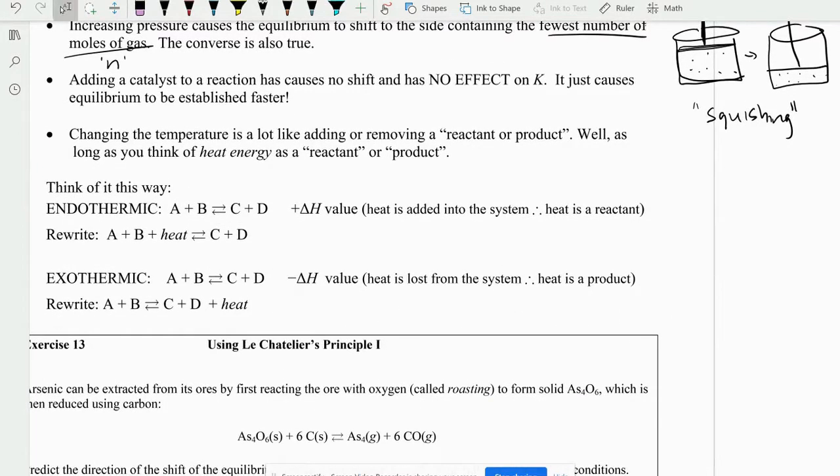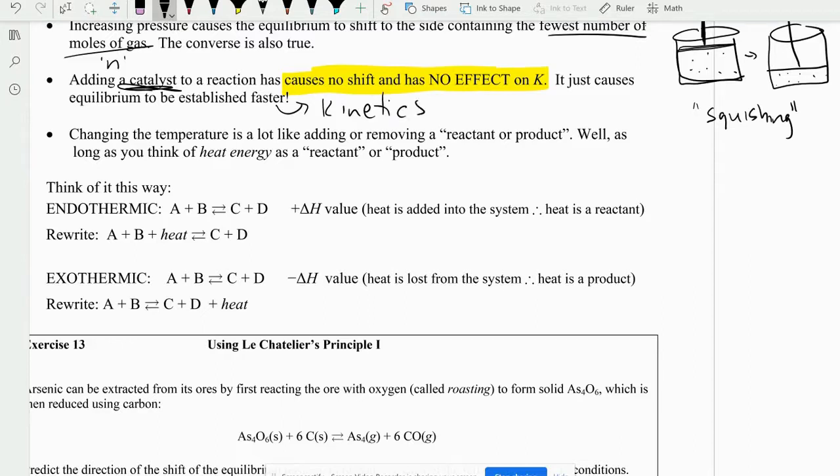Okay, another thing that we should talk about regarding Le Chatelier's principle is what does adding a catalyst do? Well, it's kind of anticlimactic, because adding a catalyst to a reaction isn't going to affect the equilibrium of the reaction. In other words, if I add a catalyst, no shift is going to occur, because catalysts have no effect on the equilibrium constant. Now, remember, a catalyst will speed up a reaction and make it happen quicker, which you remember from kinetics, okay?